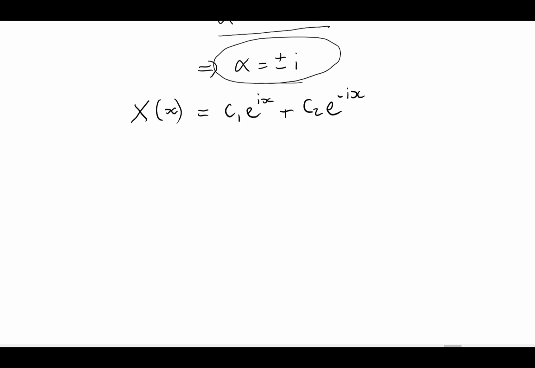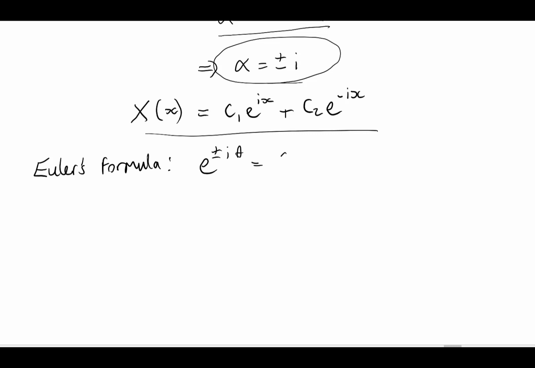Now, I started this particular section by talking about an oscillatory solution. So how do we get an oscillatory solution out of these exponential terms? Well, what we're going to do is use Euler's formula. And Euler's formula says the following: e to the plus or minus i theta is equal to cosine theta plus or minus i sine theta. So we're going to apply Euler's formula to this expression.